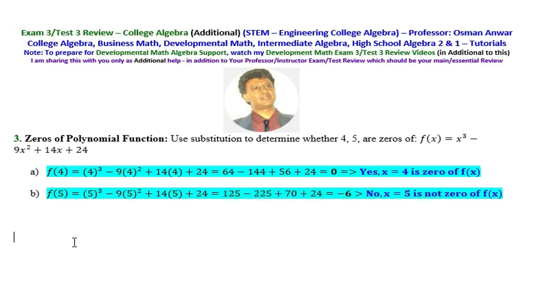B, f of 5 equals 5 cubed minus 9 times 5 squared plus 14 times 5 plus 24, which equals 125 minus 225 plus 70 plus 24. And that's equal to minus 6. That means no, x equals 5 is not a zero of f of x.